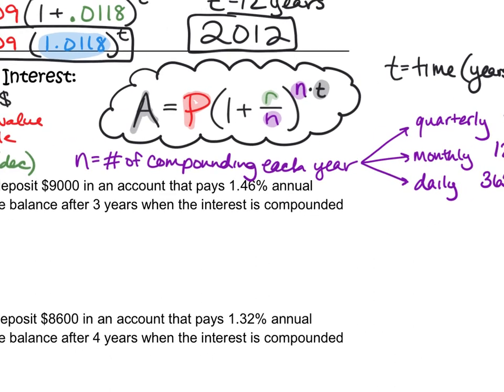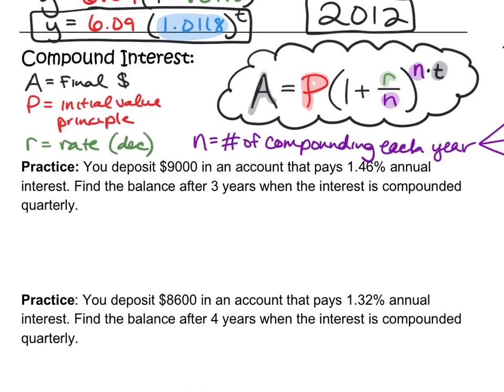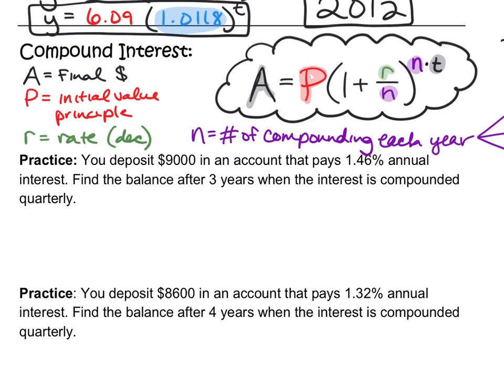Okay, let's practice some compound interest. We're going to be using this equation. Let's pretend you deposit $9,000 in an account that pays 1.6% with annual interest. Find the balance after 3 years when the interest is compounded quarterly. This number that they gave us, 9,000, what letter does it represent? I highlighted it in a hint. Not the A. The P. You deposit it. That is your principal investment.